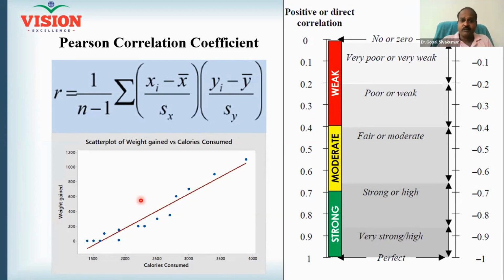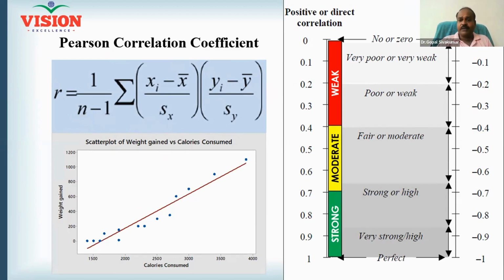If you have doubt whether it is strong, you don't have to worry, you can use the formula. Because you are not sure about your eyes, you are not able to believe your eyes. So you can use the formula. That's why the formula is created. Now the formula, when you substitute the values, will generate a coefficient, which is called Pearson correlation coefficient.